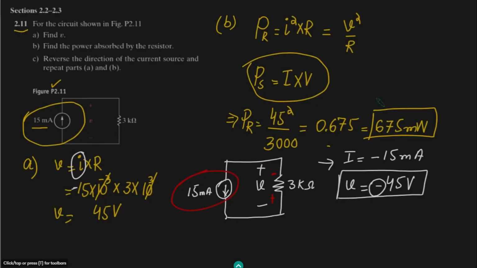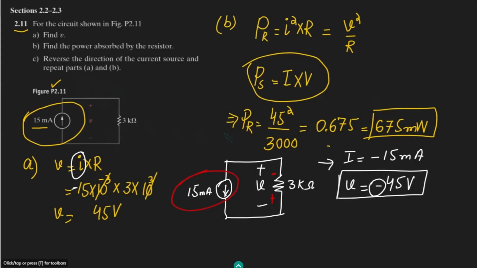In part B, which we have to do again, the values of the voltages are now here. So minus 45 square will be the same, and the value of power will remain the same, 675 milliwatt. The value of the power will remain the same.